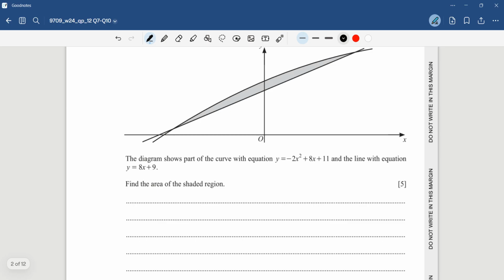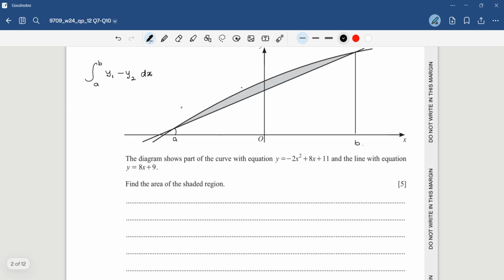For part b, the diagram shows a part of the curve with the equation y equals negative 2x squared plus 8x plus 11 with the line equation y equals 8x plus 9. Find the area of the shaded region. So if you want to find the area of the shaded region, I'm going to integrate from here, a, to here, b. So it's going to be the integral from a to b of the top curve y1 minus y2, dx. So this is the formula that I'm going to use.